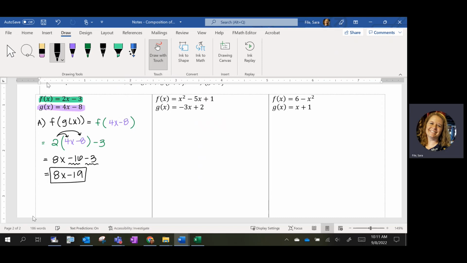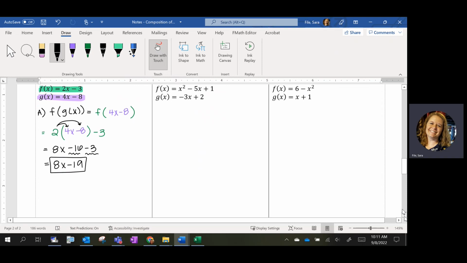So for part A, hopefully you got 8x minus 19. If you didn't, you can ask a question if you don't understand what you missed, or get it erased and redone this way.